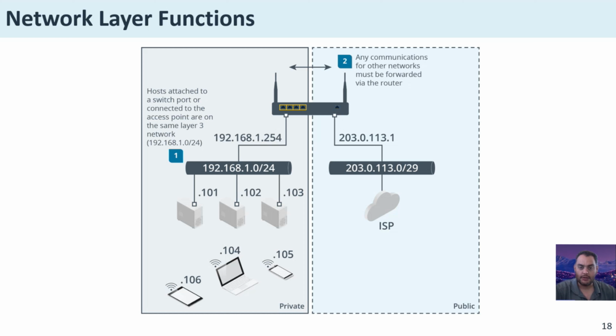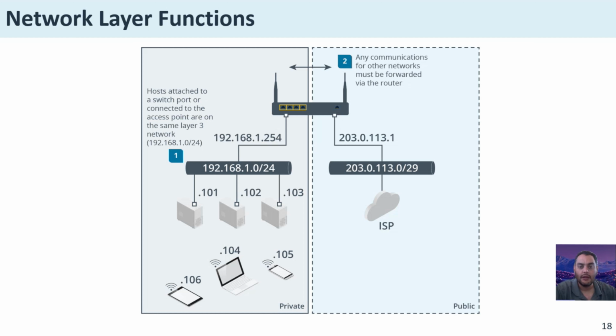The local network uses a private IP address range, such as 192.168.1.0 with a subnet of 24. The SOHO router itself is identified by an address in this range, such as 192.168.1.1 or 192.168.1.254. You guys can see an example there, the network layer, private and public segmentations.